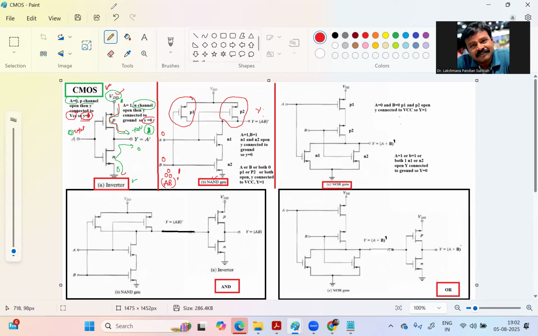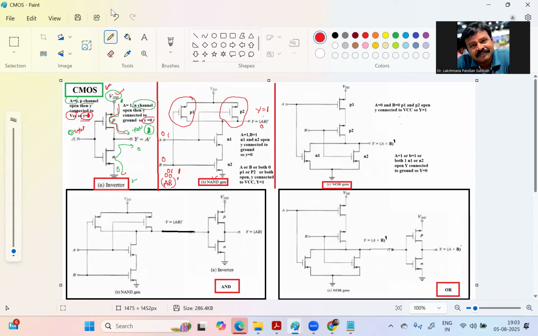Y should be 1. The result should be 1. Then how do you get it now? If you are applying 0, 0 on both, or otherwise any one of them is 1, right? So A is 1 and B is 0, or A is 1, B is 1, right? Then if you are having 1, 1, then it will make 1, 0, 1, 0, 1, sorry.